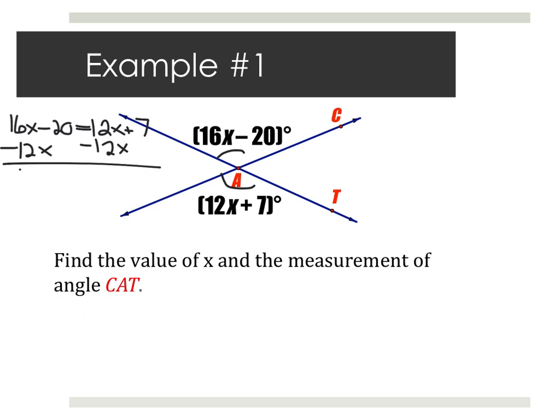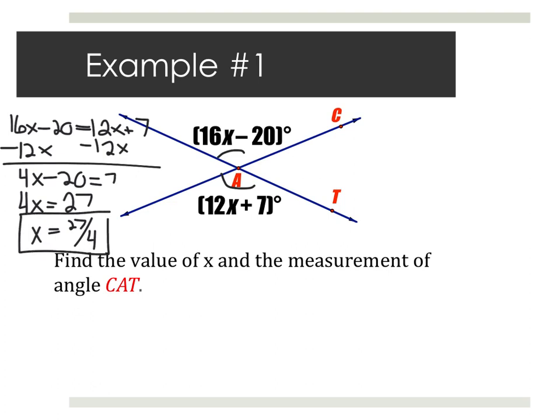I get 4x minus 20 on the left equals 7. Add 20 to both sides, you get 4x equals 27. X is 27 over 4. I know that most students, and even the teachers, if we get an answer like this, we're like, wait a second. That seems a little bit suspicious whether or not that's right. So just double check your work and make sure that it's fine, and it is.